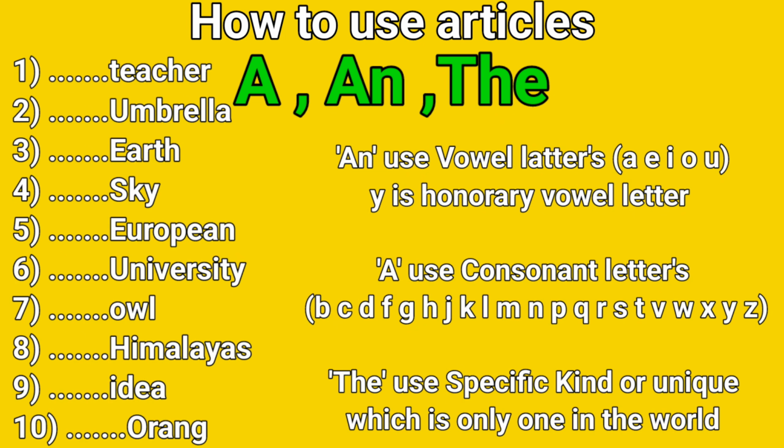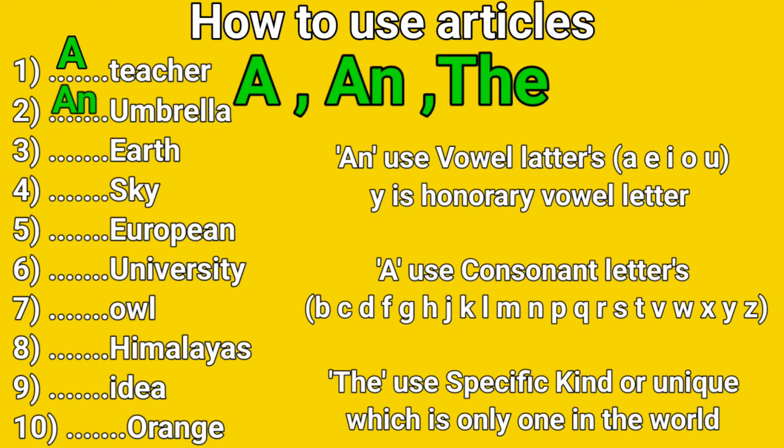So let's start with an example. Question number 1: blank teacher. The starting letter is t, and t is a consonant letter, so a teacher. Question number 2: blank umbrella. The starting letter is u, and u is a vowel letter, so we always use an, so an umbrella.